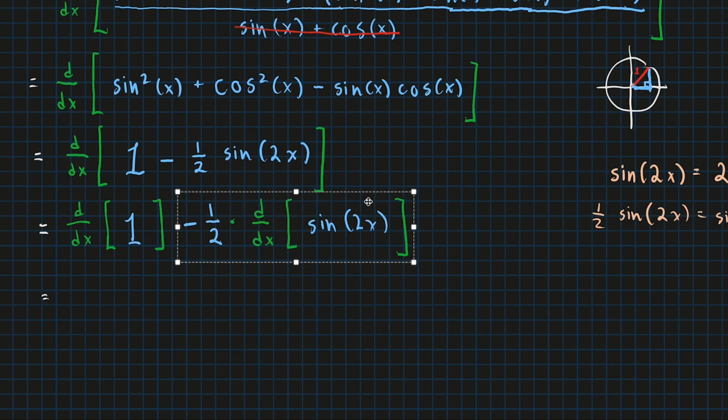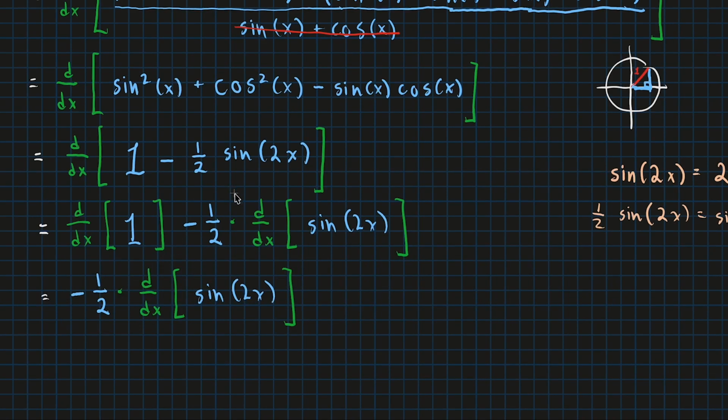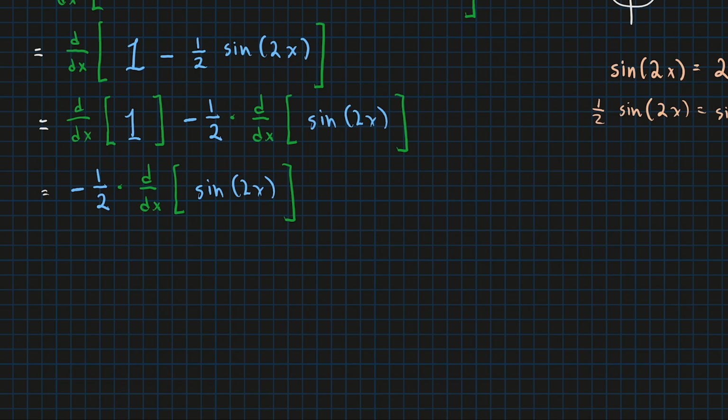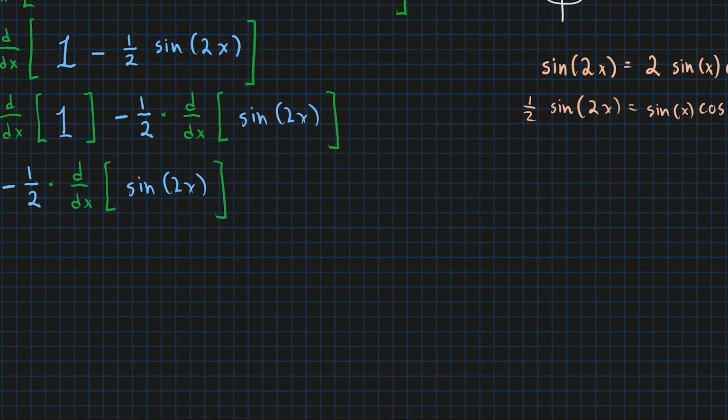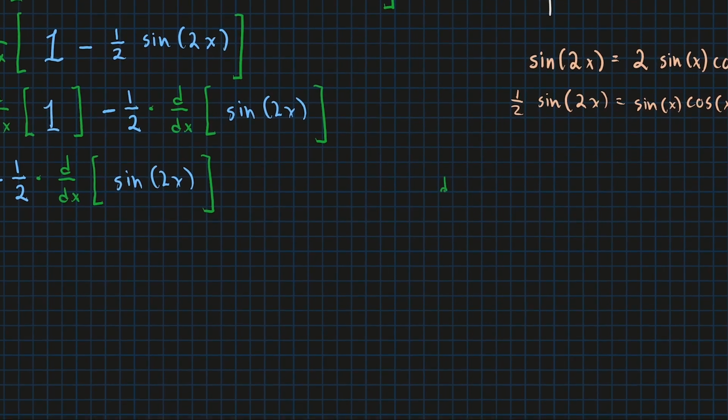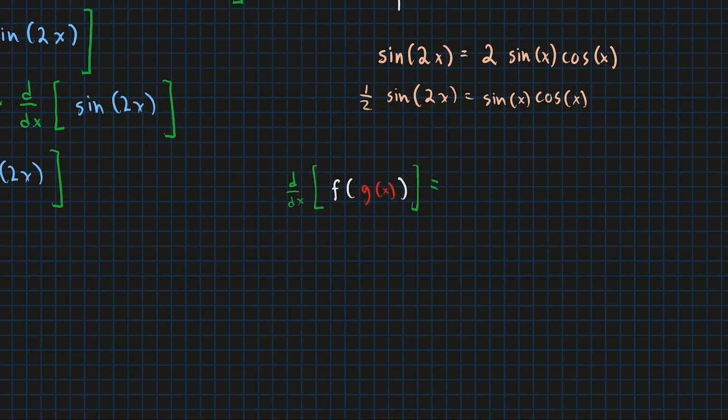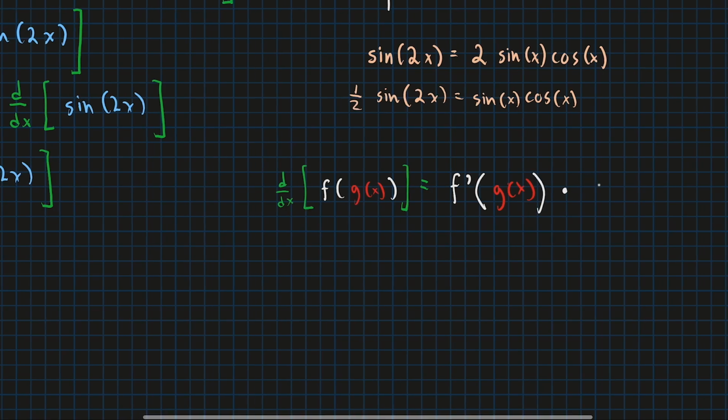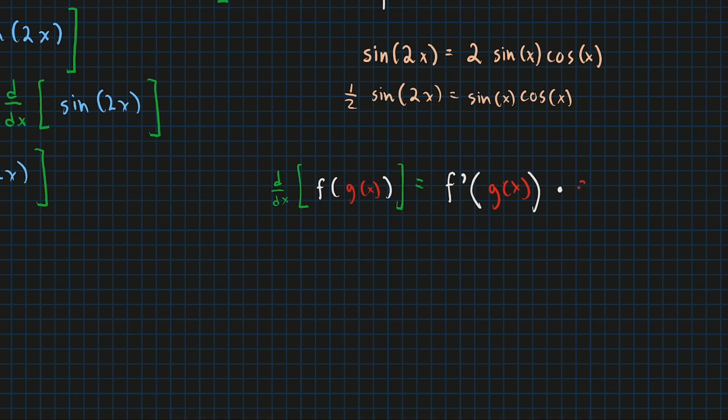So what is this equal to? We know that the derivative of 1 is just 0. Well, if we remember our chain rule, we know that the derivative d over dx of f of g of x, gotta stay consistent with the colors here, is equal to the derivative of f with respect to g, right, multiplied by the derivative of g.